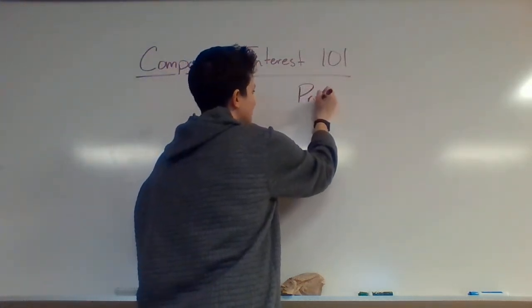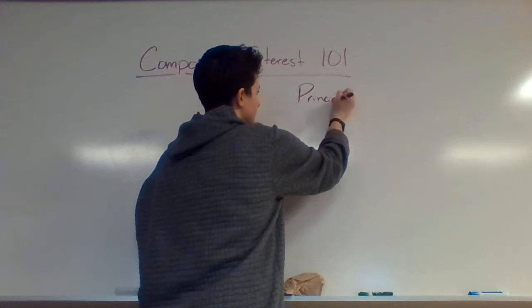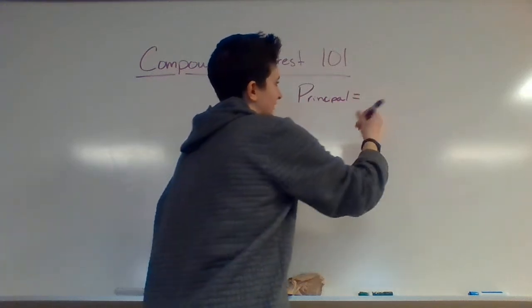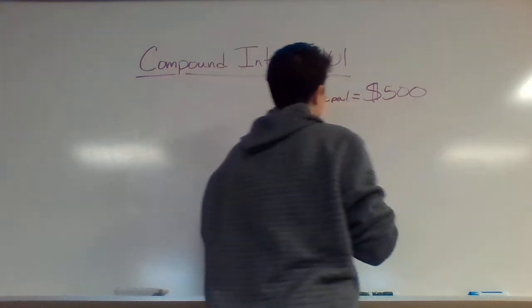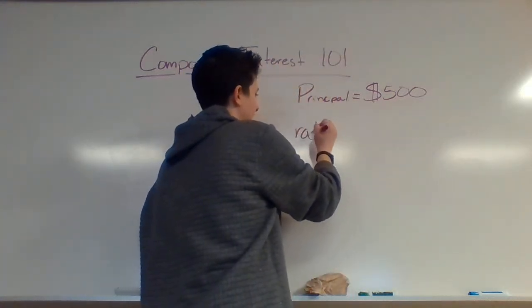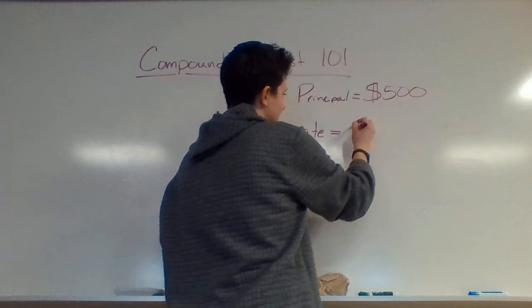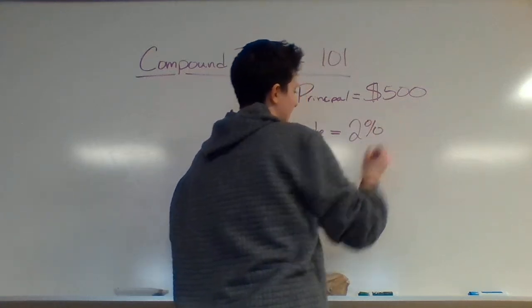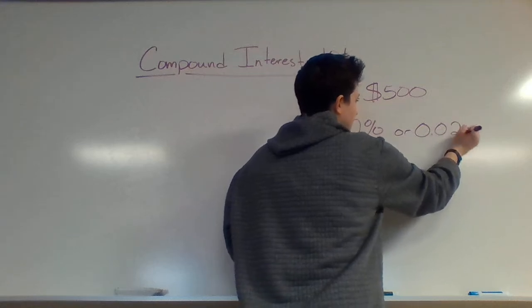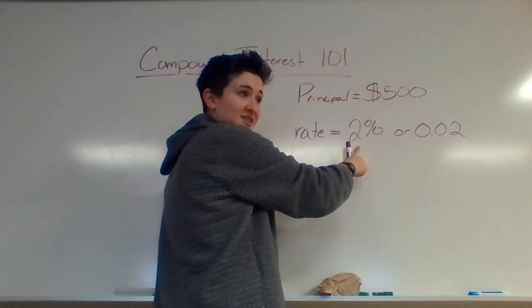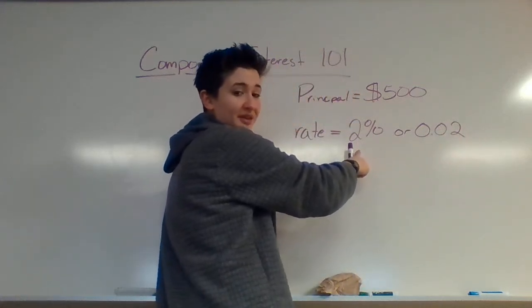So I'm going to take principal, and let's keep it at $500 again. And just so we can compare the two, let's keep rate at 2% as well. Now remember that our decimal is 0.02. You take 2, or whatever your percentage is, and you divide it by 100 on your calculator.